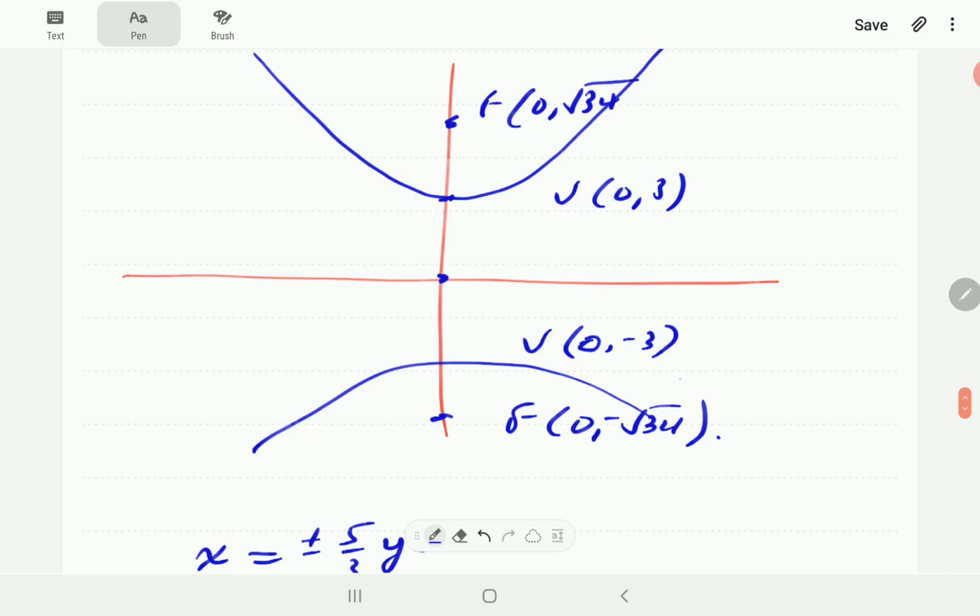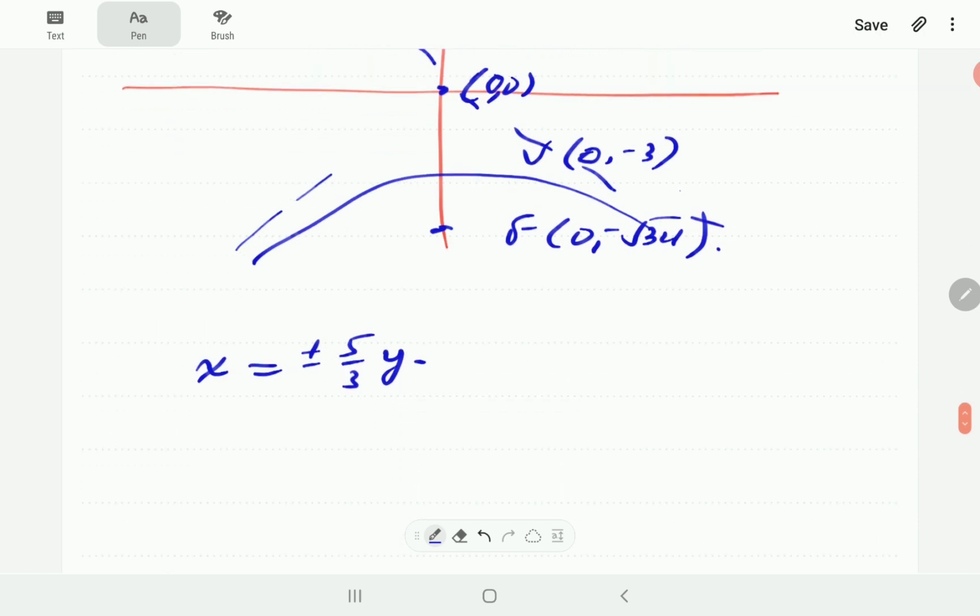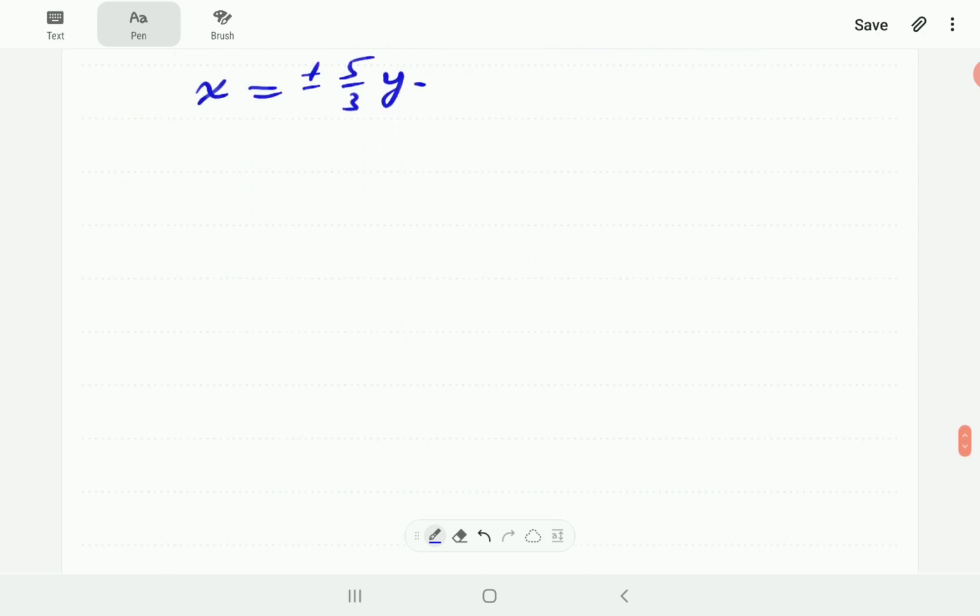So we've got the coordinates of the center, (0, 0), the vertices, the foci. We have the equations of the asymptotes. We have the sketch. So b is sorted. We're now going to go to c.